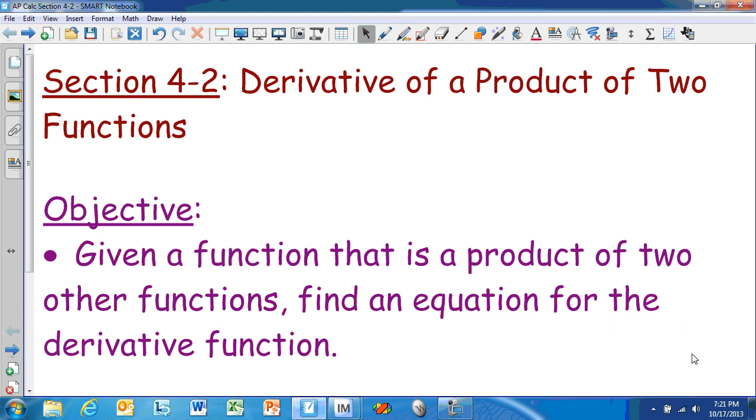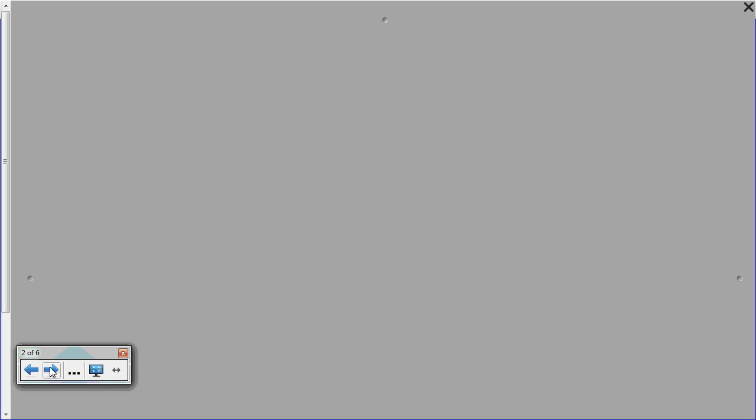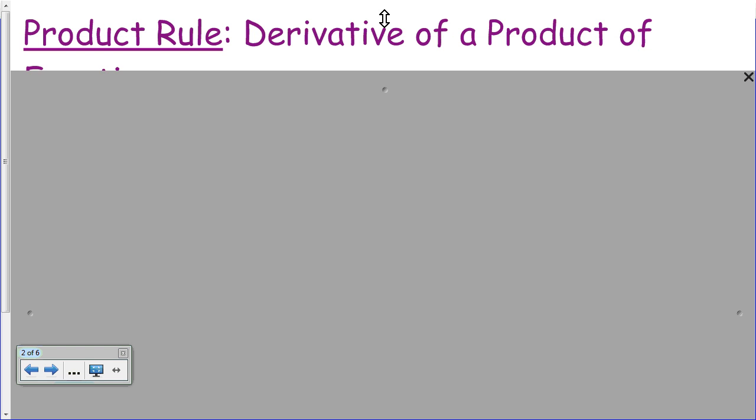Section 4-2 is on the derivative of a product of two functions. The objective here is, given a function that is a product of two other functions, find an equation for the derivative function. All right, so let's take a look at the rule here.